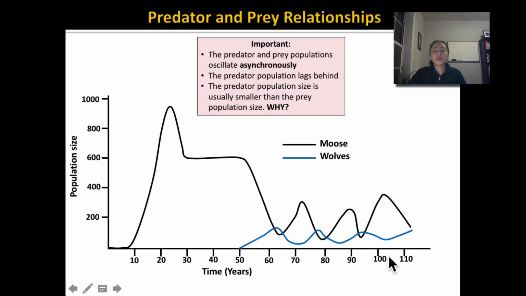This all has to come down to the fact that lower trophic levels have more energy available to them. So the moose have more energy available to them, so their population size can get larger. Whereas higher trophic levels in an ecosystem have less food available to them. So the wolves have less energy as a whole available to them, so their population size is always going to be slightly lower than the prey population. And we'll talk a little bit more about that when we talk about ecological pyramids.